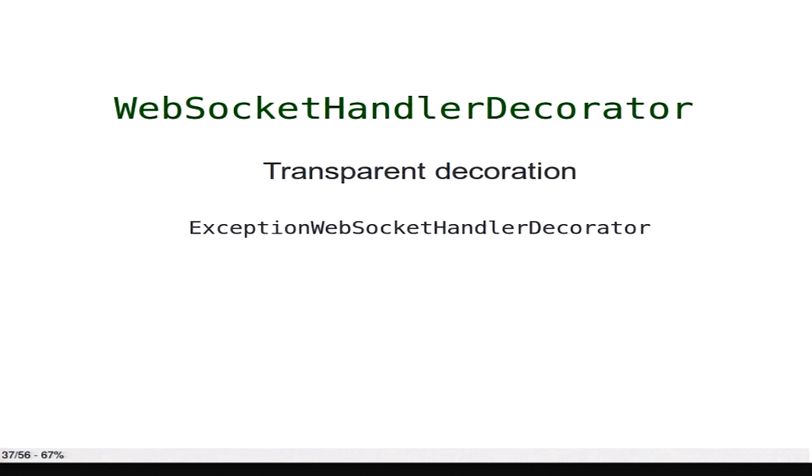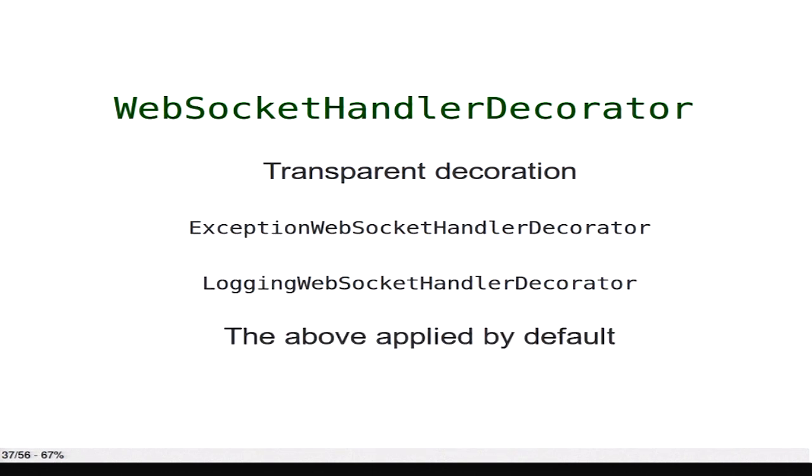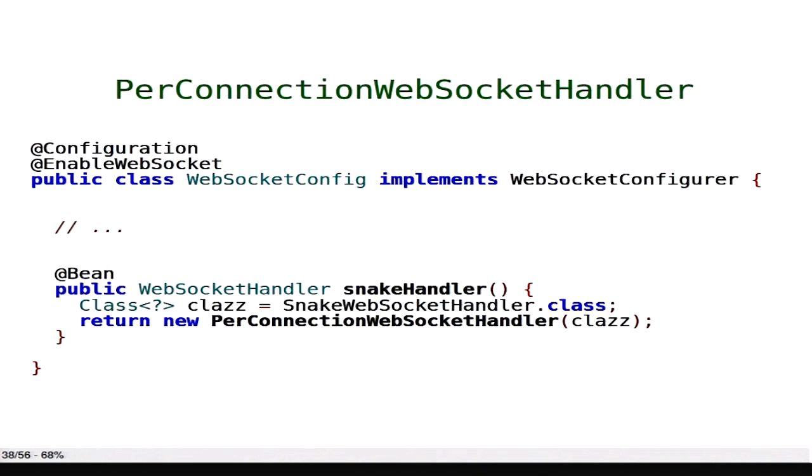There's also a WebSocketHandlerDecorator, which comes in handy in a variety of ways. For example, we have an exception and a logging WebSocketHandlerDecorator. What the exception decorator does is, if there are any untrapped exceptions from the WebSocket handler, it'll automatically close the connection and clean up. This is a subtle difference from JSR-356, which doesn't allow you to declare an exception on method signatures. We allow you to put them there, but encourage actually handling those exceptions within the methods because that's the best place to deal with them. And these two decorators are applied by default.